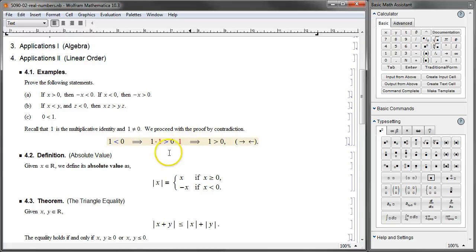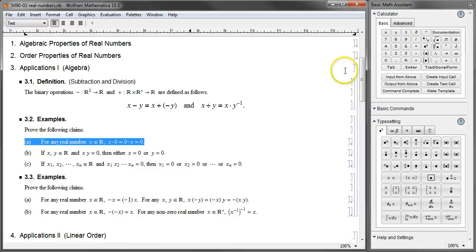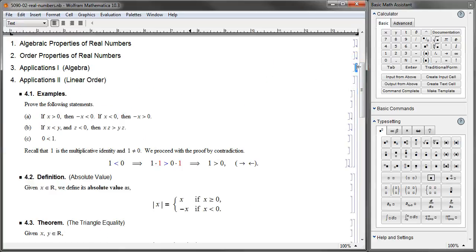And now, what is 1 times 1? That's equal to 1, because 1 is the multiplicative identity, excuse me. What is 0 times 1? That's 0. We proved it in section 3, right here, 3.2a. So 1 times 0 is 0.